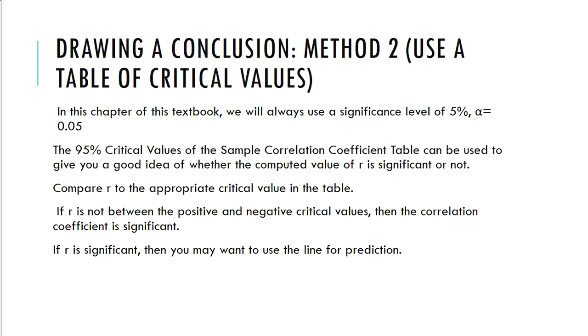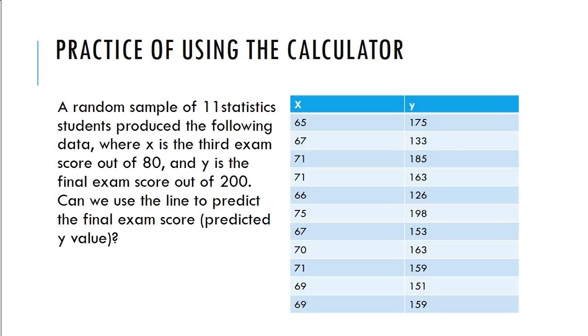So what you're going to do is compare your R to the critical values in the table. If R is not between the positive and the negative critical values, the correlation coefficient is significant. If your R is significant, you may want to use the line for prediction. But if it's between those, you're not going to use the line.